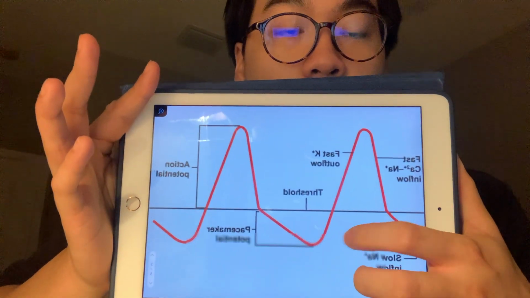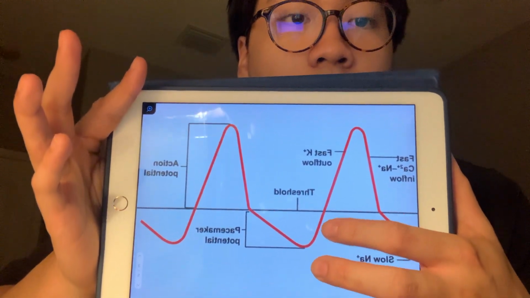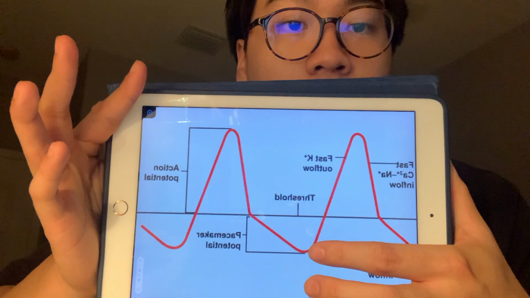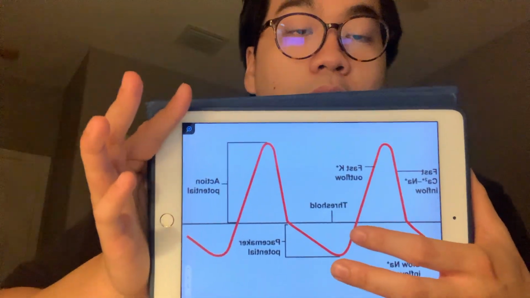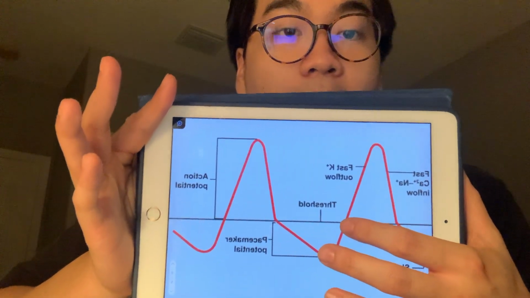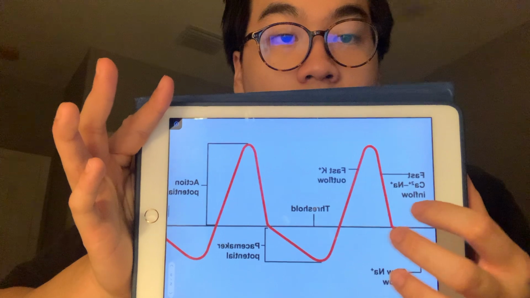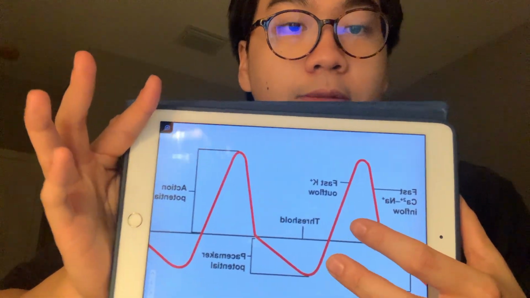And as it makes its way up to the threshold, with the influx of sodium ions, this is called the pacemaker potential, as it will be making its way toward the threshold to do another action potential and fire again. As you can see here, this graph shows the SA node firing twice.